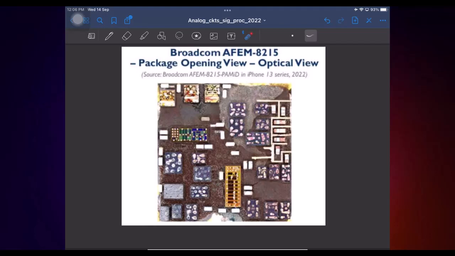This one is published in 2022? No, it's not published, right? This is the iPhone released in 2022. Or, I don't know, the iPhone 13 is 2022 or... Yeah. Okay, yeah.